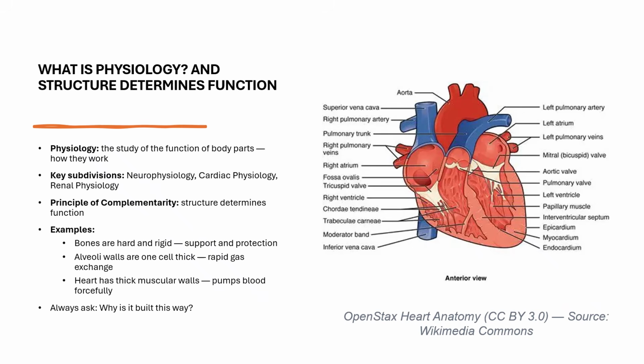The principle of complementarity of structure and function means the way something is built determines what it can do. Bones are hard because they support and protect. Alveoli walls are one cell thick for gas exchange. The heart has thick muscular walls to pump blood. Every time you study a new structure, ask yourself why it is built that way.